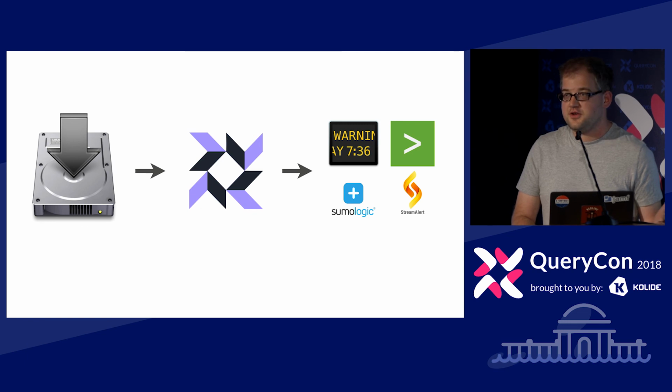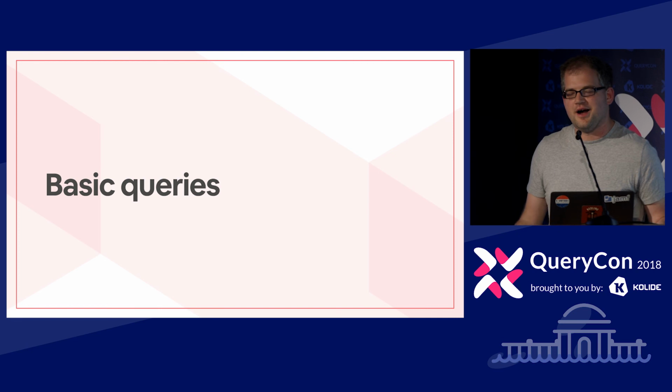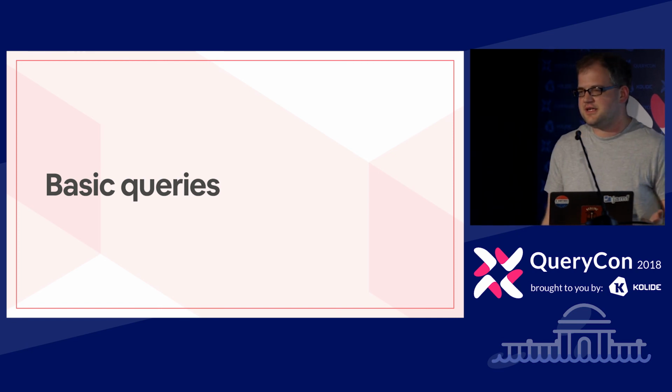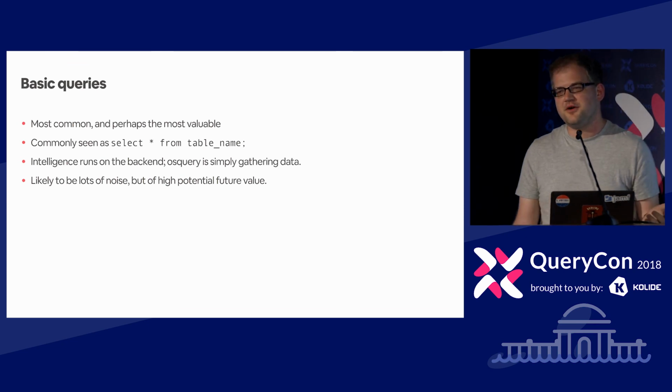So there's a few different types of queries that, when you're starting to build packs, when you're starting to build your configuration, you probably want to wrap your head around. The first that you're going to encounter is what I would call a basic query. This is the most common type of query, what you'll see in the stock packs that Osquery comes with, most likely. They're mostly going to be just select star from table name, and you're going to get results over time from them.